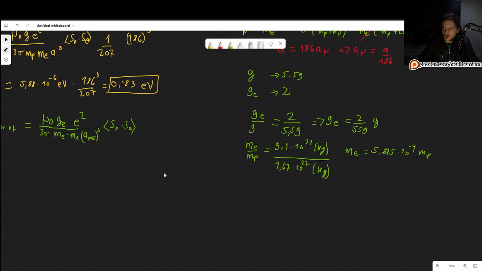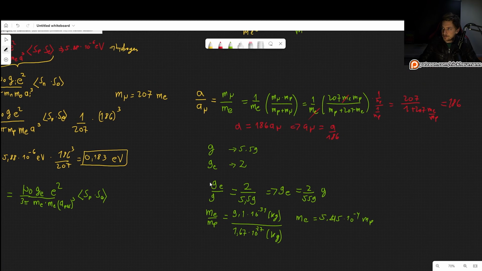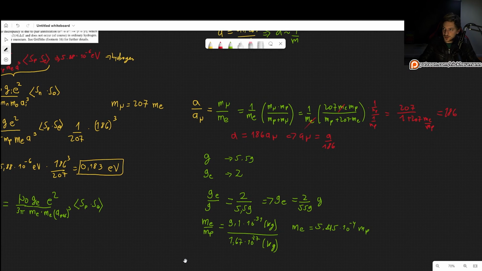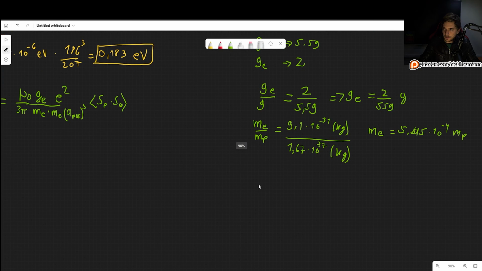And finally, we need to find the modified Bohr radius. Exactly the same as before. What did we do before? Before we said, all right, let's do the ratio between A and this new A that is due to the reduced mass.